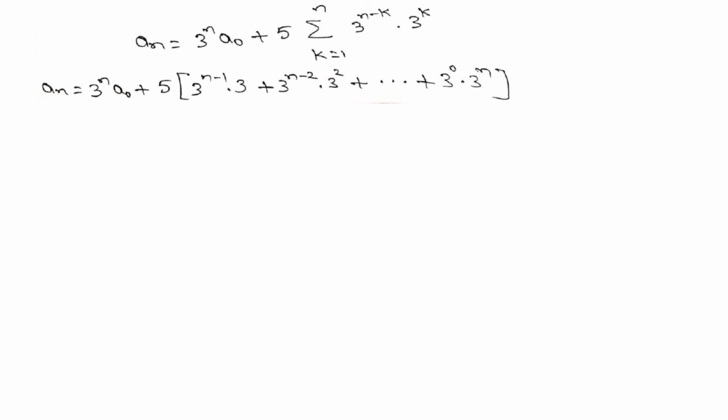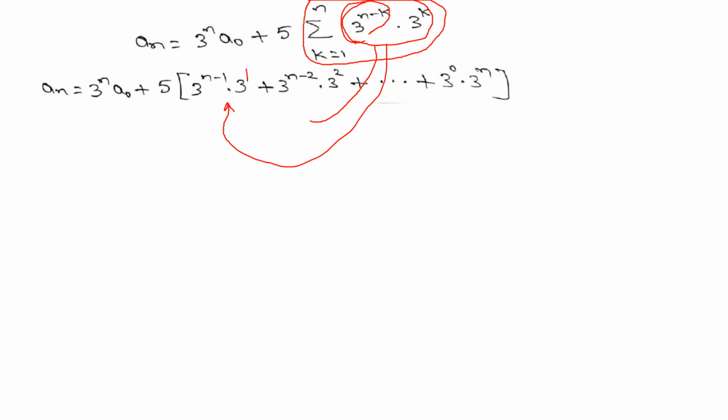Now let us expand the series by taking the values of k from 1 to n. If you take k is equal to 1 in these two, you get this, because when you take k is equal to 1, it becomes 3 to the power n minus 1 into 3 to the power 1. Sorry, 3 to the power 1, 3 to the power 1. We have written here. When we take k is equal to 2, we get the next term, and so on.